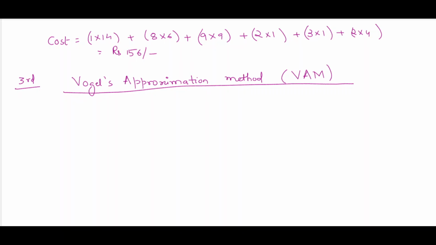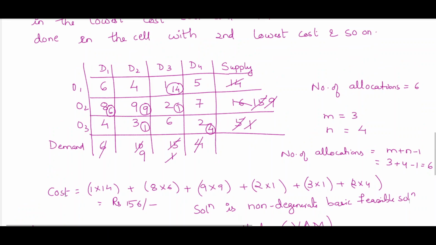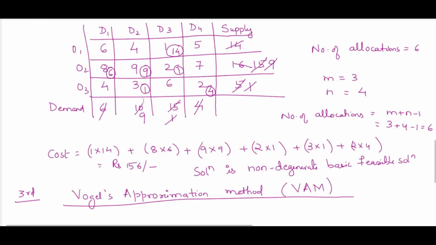So in both the cases we found that the solution is a non-degenerate basic feasible solution, because the number of allocations follows the rule of m plus n minus 1, and all the allocations you can see are independent. It is not forming a closed loop. We cannot return back to the original position. So all the allocations are independent. That's why it is a non-degenerate basic feasible solution.